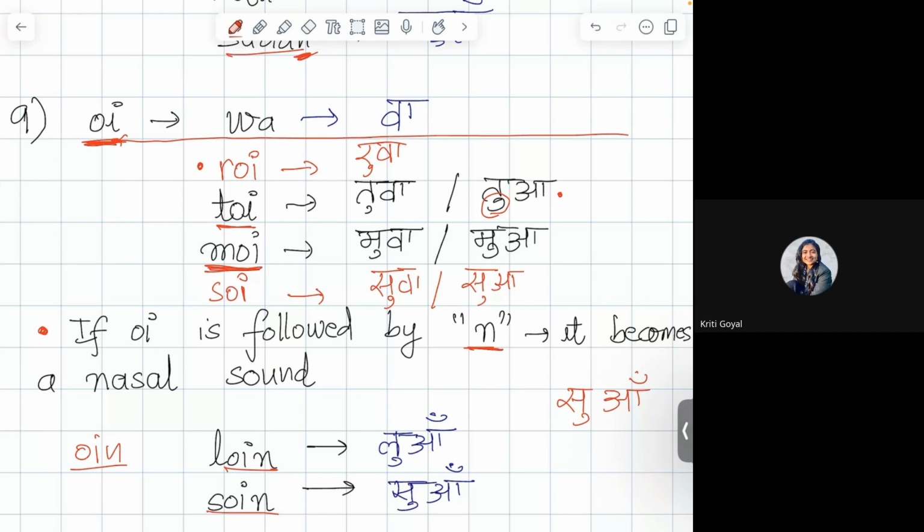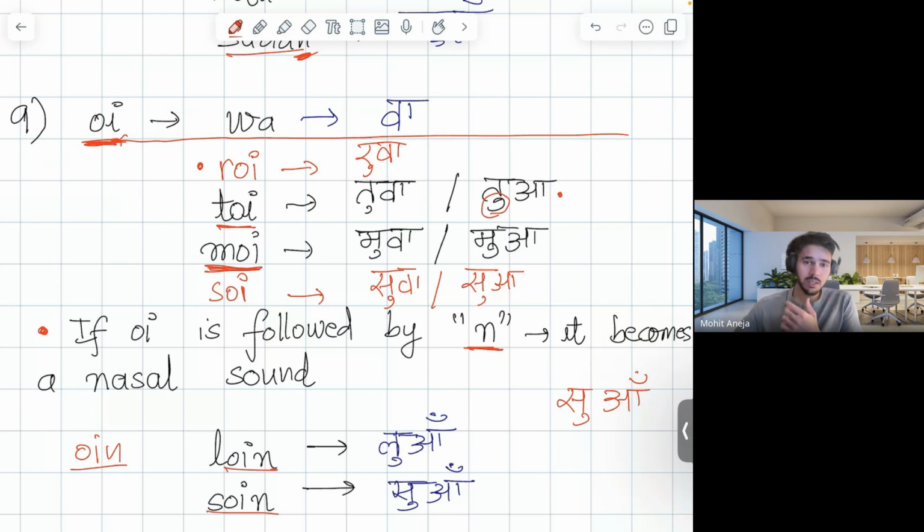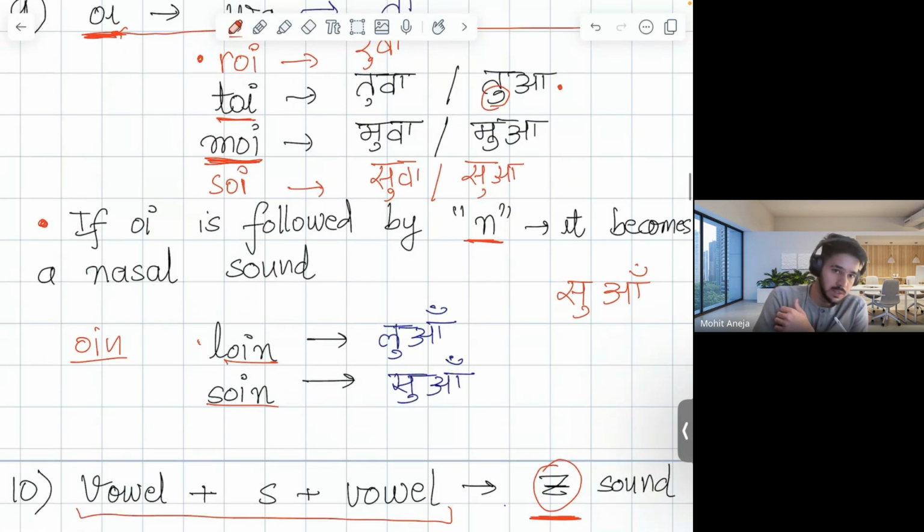All right. So I'm discussing now an addition to this rule, which is if OI is followed by an N, it becomes a nasal sound. For example, I'll give you two examples. These two words have an OI sound, preceded by a consonant, but at the end, I also have N. So it's a combination of the nasal N rule that we read and the wa sound we just read. It's not going to say wa, but wan, nasal.